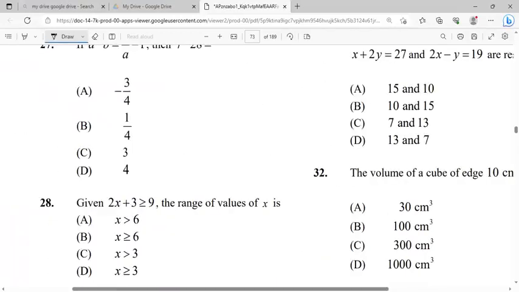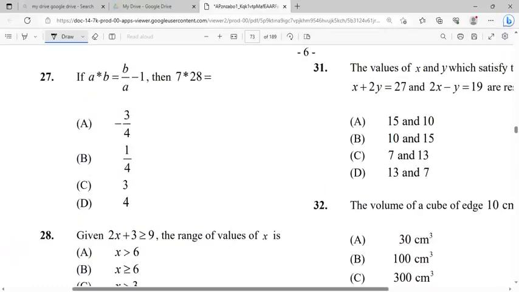All right. Let's move on to 27. It says if A asterisk B is equal to B over A minus 1, then 7 asterisk 28. So first, we just identify each. A would be 7 and B would be 28. So all we are doing now, I say 28 over 7 because it's B over A, and then we minus 1, which gives us 4 minus 1, which is 3. I just did this one on my TikTok also.